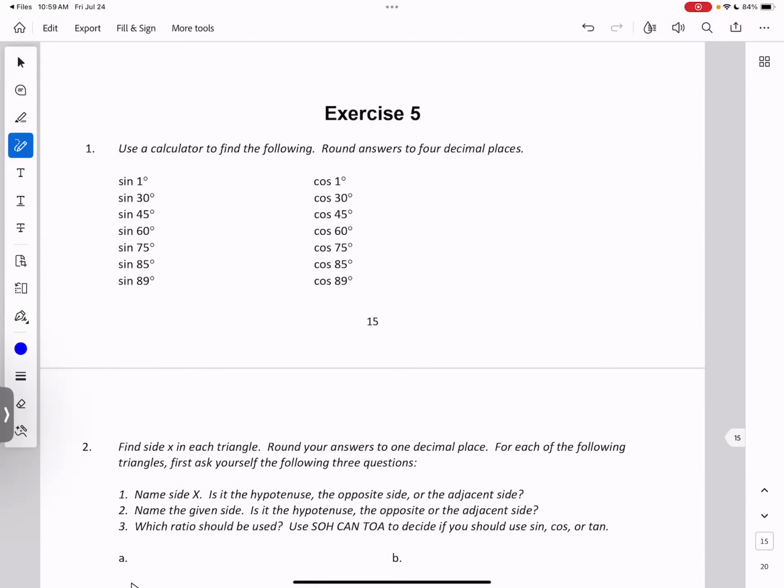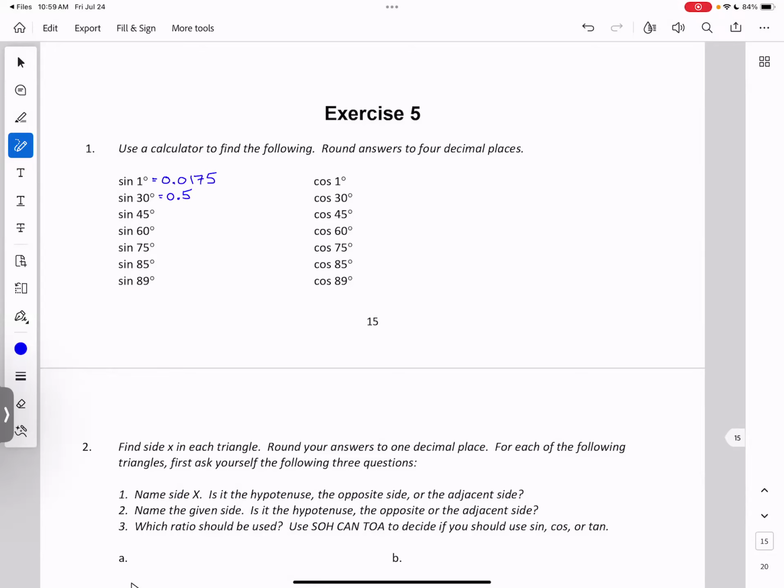Okay, let's do these exercises. Using your calculator, make sure you're in degree mode. Sine of 1, it's said to round to 4 decimal places, so that would be 0.0175. Sine of 30 gives us exactly 0.5.